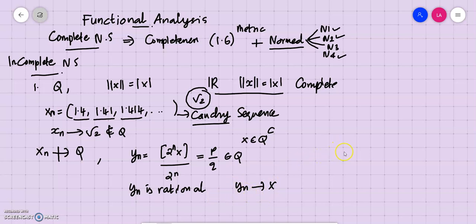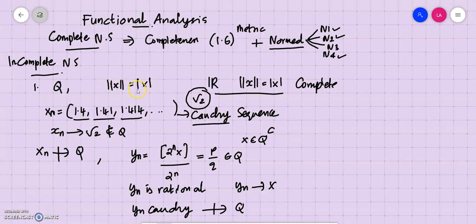You can easily use other techniques to establish the same fact as well. So this sequence converges to x. Since x is chosen to be an irrational number, y_n is Cauchy, but y_n does not converge in Q. There are other Cauchy sequences as well. In fact, there are infinitely many Cauchy sequences in Q which do not converge in Q itself. So the space Q with the norm of x equal to modulus of x is not at all complete.